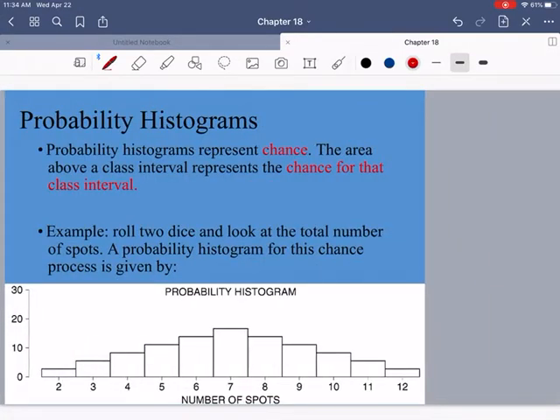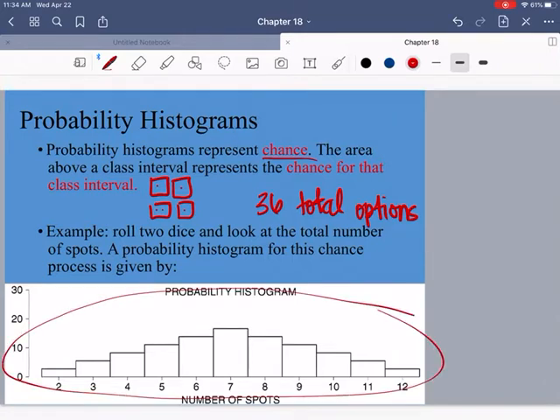We are going to look at probability histograms now. So the probability histogram represents the chance. So let's say I'm rolling 2 dice. And we have various options for the dice. You can get a 1 and a 1, or a 2 and a 1, or a 1 and a 2. There's 36 total different options. And we talked about this in chapter 13 and 14. We even had a slide where it showed all the 36 different combinations.